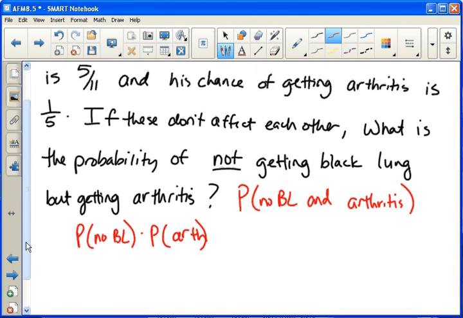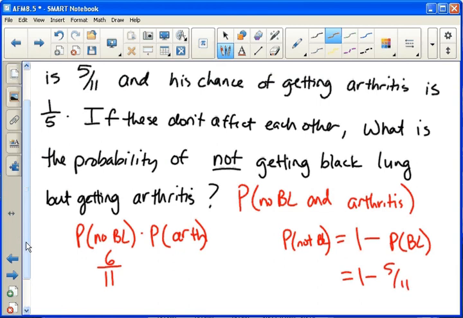You can always solve this by doing one minus the other. So for example, if I want to know the probability of not getting black lung, that's equal to 1 minus the probability of getting black lung. This is true anytime you're doing a not. Probability of not doing something or not getting something is 1 minus the probability of getting it or having it. So we get 1 minus 5 over 11, and that is 6 over 11. So that's how we get the probability of not getting black lung.